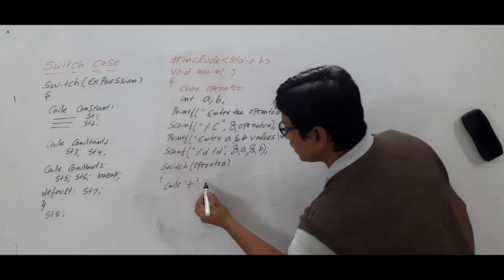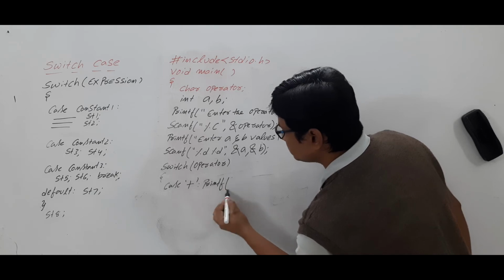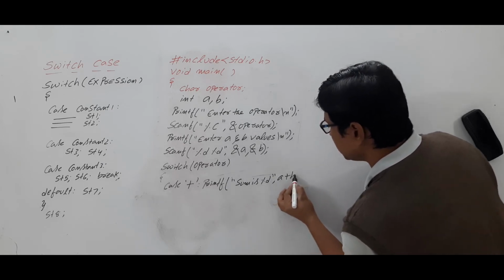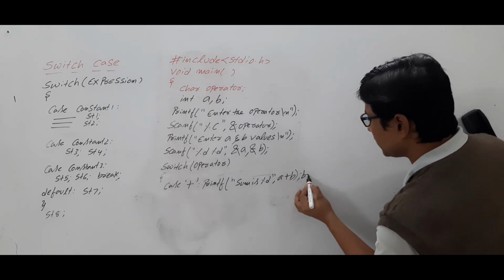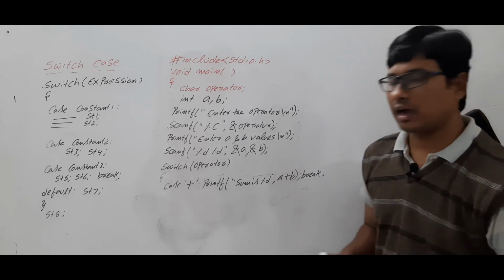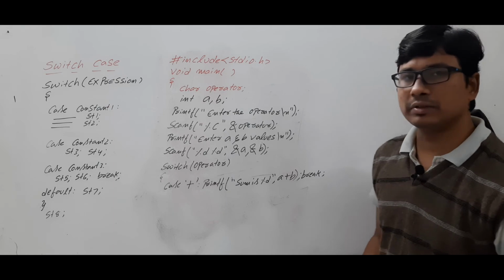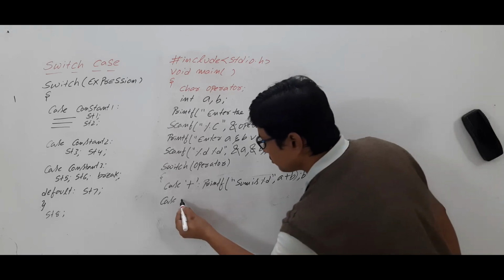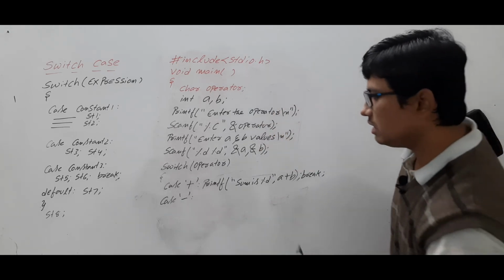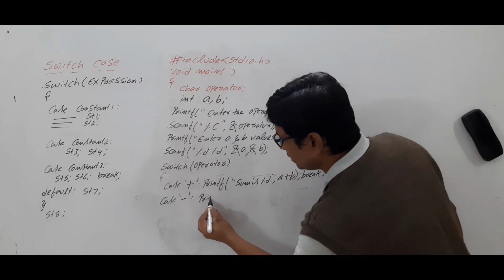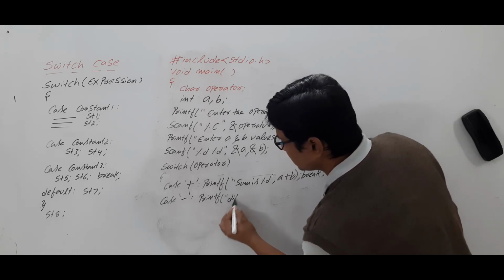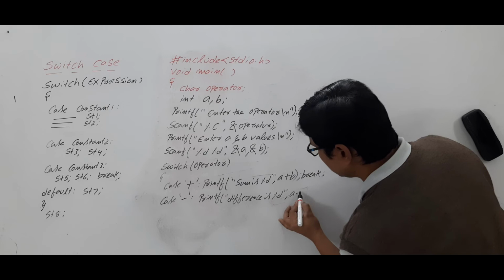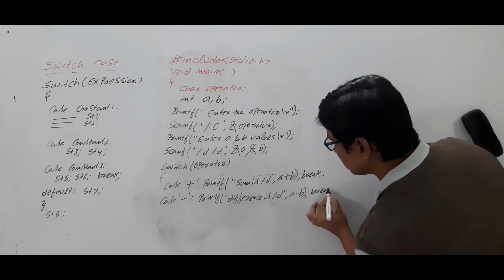If it is matching, then I need to write printf "sum is %d", a plus b. Okay. And then also I need to write a statement called break. Is it clear? After executing this one, it should come out of the switch expression. If it is not matching with the addition, I need to check whether it is matching with the subtraction or not. If it is matching, then I need to write printf "difference is %d", A minus B, then a break statement.